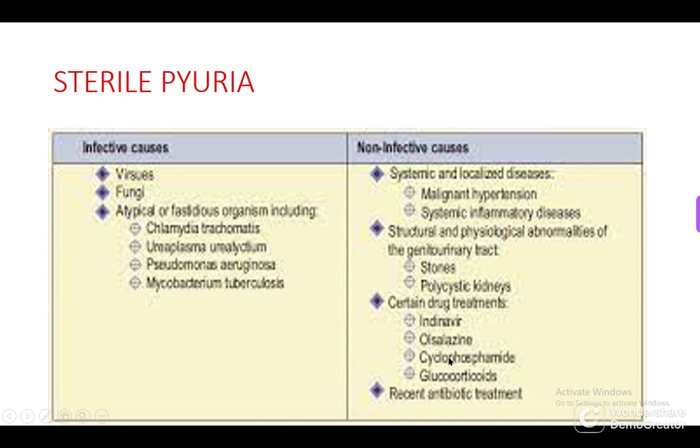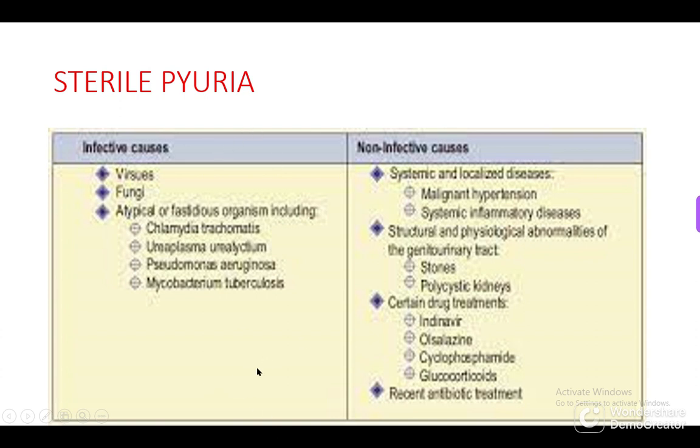These drugs are usually used in Pakistan by psychiatrists. Cyclophosphamide, you know about it. It is used in autoimmune diseases and as far as malignancy is concerned. The glucocorticoids and recent antibiotic treatment. If you give a recent antibiotic treatment for 3 days, and then go for the culture in the urine, it will become negative.